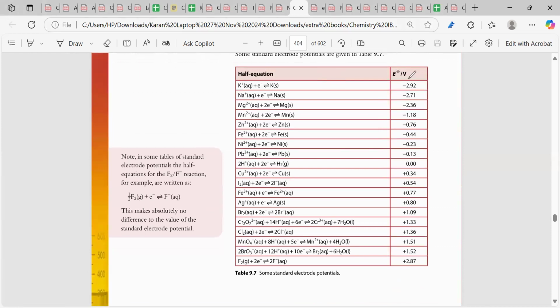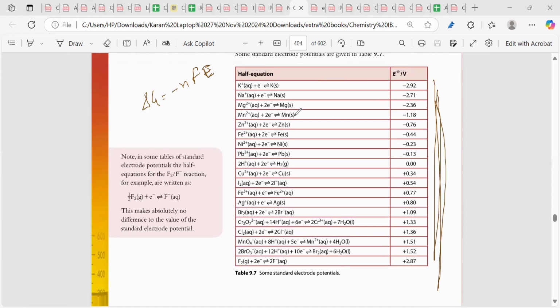Now write down this. This is a trick I want to teach you, and it will help you a lot. Delta G is equal to minus nFE. Learn this equation. Note this down. What is delta G?